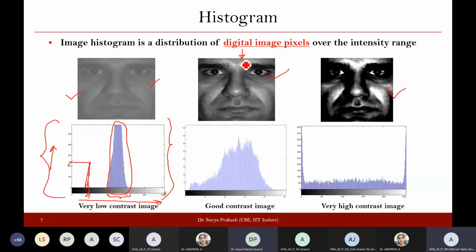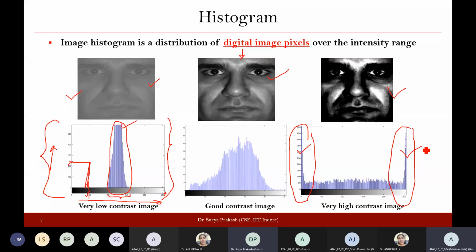So in case of low contrast, all the pixels will be accumulated at one place. In the case of high contrast, you will see a lot of pixels accumulated at the two extremes: on the left end, which represents very low intensity, and on the extreme right, which represents the highest intensity. So in case of very high contrast, you will see a good amount of accumulation of pixels at these two extremes.